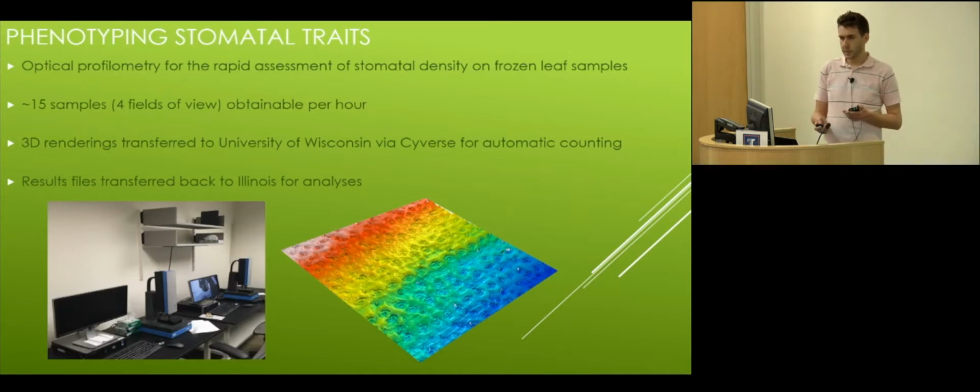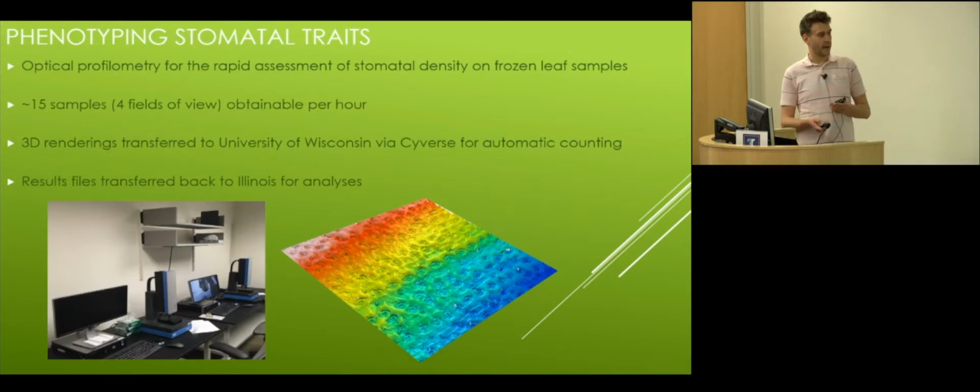So how do we phenotype stomatal density? We're very lucky in Andrew's lab. We have access to three optical profilometers that allow us to use confocal microscopy to rapidly scan the surface of frozen leaf samples, which allows us to generate these 3D renderings where you can easily see stomata and the associated guard cells. These 3D renderings are transferred to our collaborators at the University of Wisconsin, Edgar Spalding and Nathan Miller, who are developing machine learning algorithms to automatically count the number of stomata in these fields of view. The results files are transferred back to us automatically for analysis, and this all happens via a CyVerse data transfer pipeline.